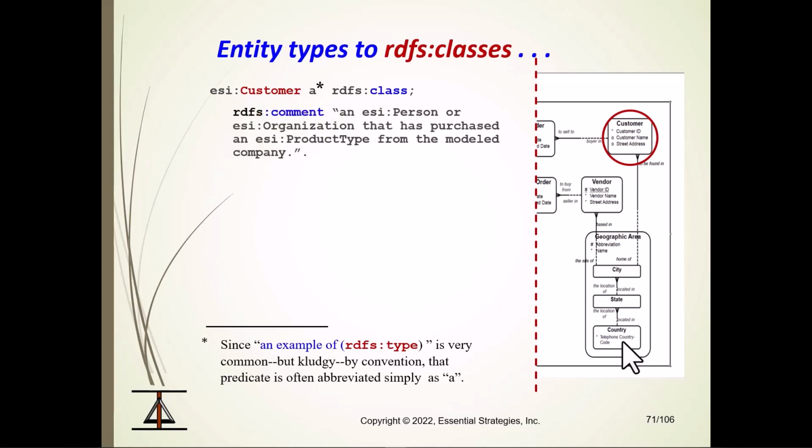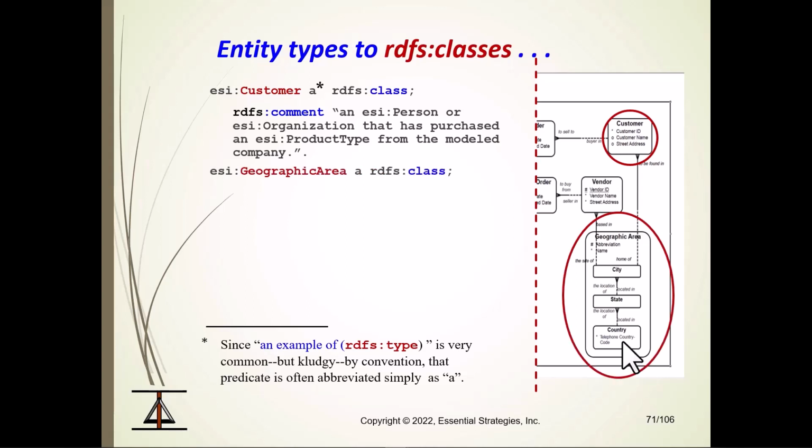Now, note the semicolon. That means that customer as a subject can have multiple predicates. In this example, customer also is defined with a comment. That's the predicate. And the object is this piece of text: it is a person or an organization that has purchased a prototype from the model company. Note the period is the end of the whole statement.